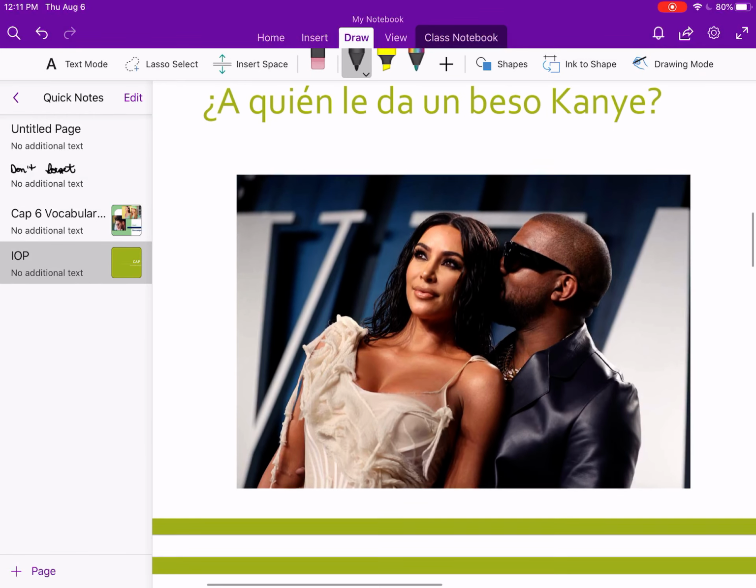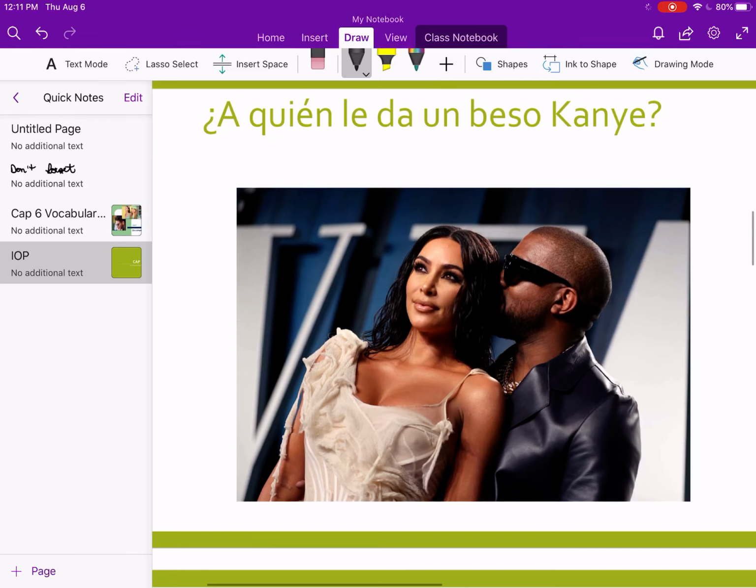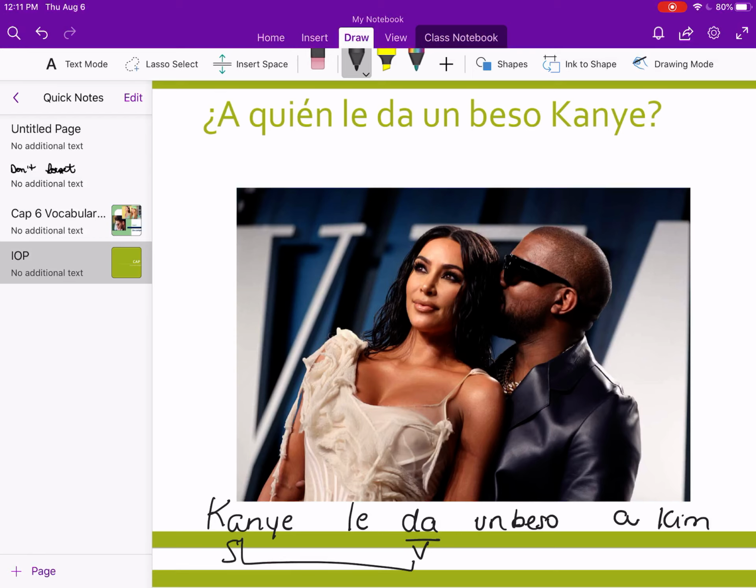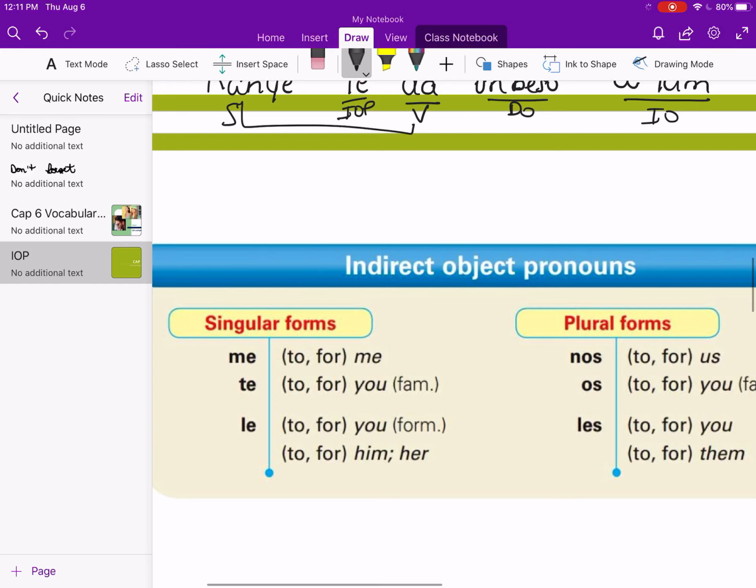Sí, aquí tenemos a Kanye y a Kim. Entonces, ¿a quién le da un beso Kanye? Kanye, when he's not running for office, sí, le da. What does he give? Un beso a Kim. No? Okay. That being the verb always matches the subject. So, what does he give? Un beso. To who? To Kim, indirect object, and to her, indirect object pronoun. ¿Sí?